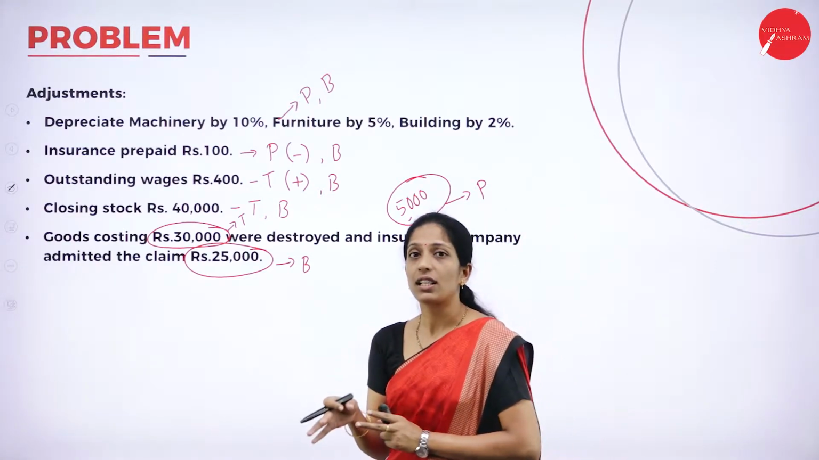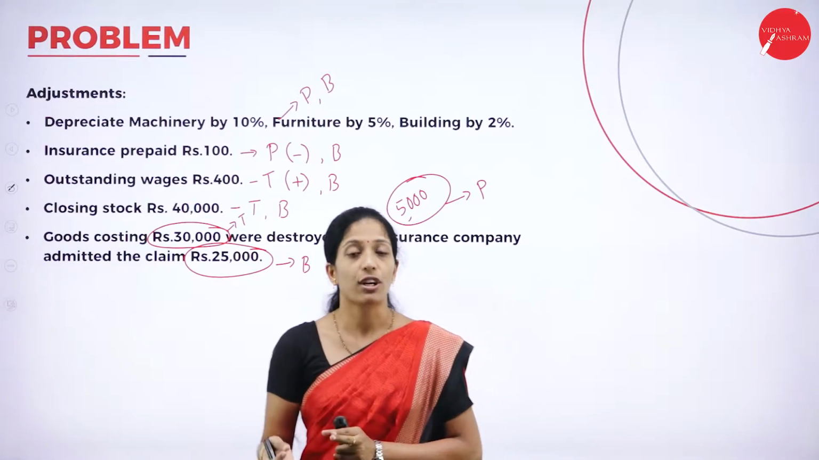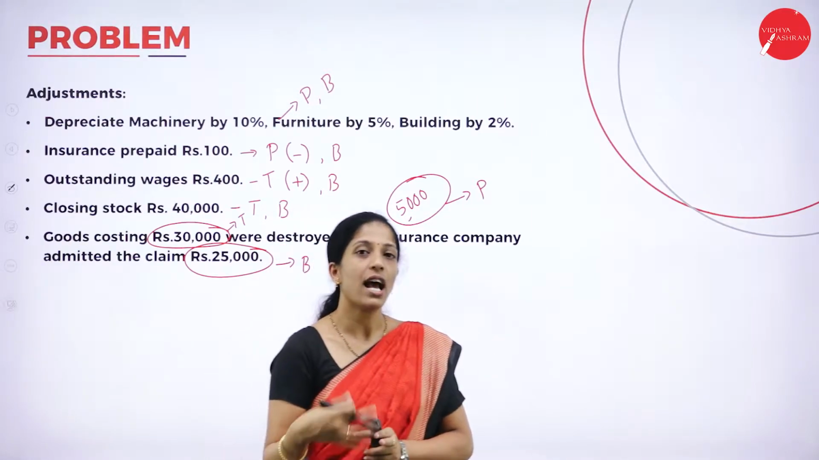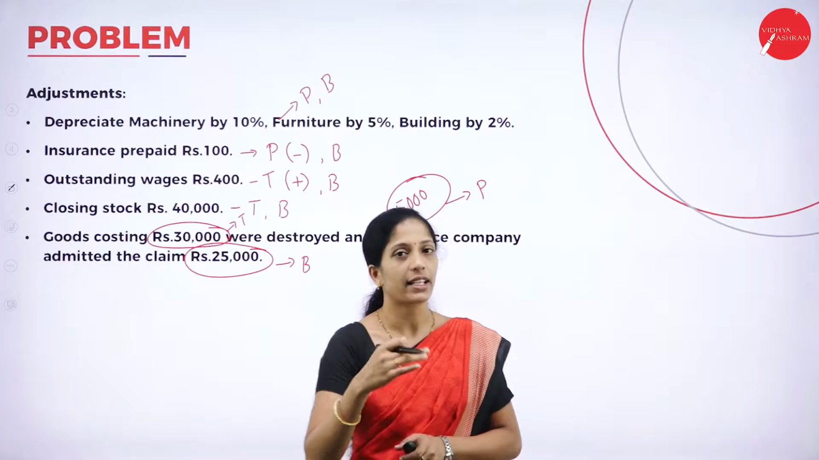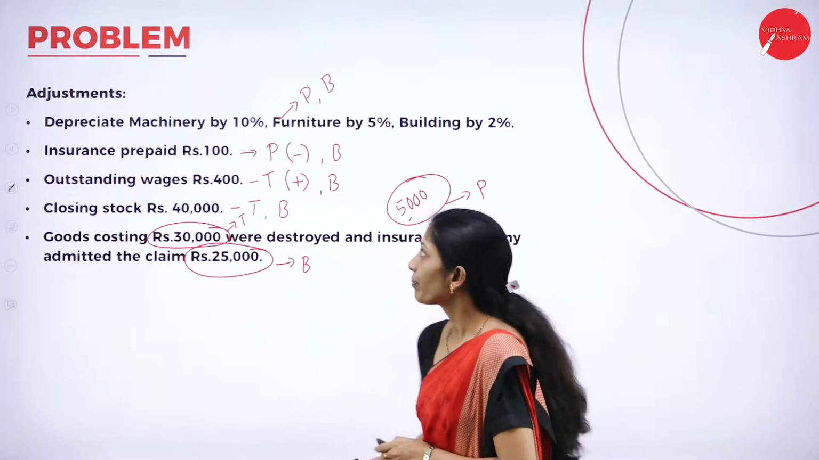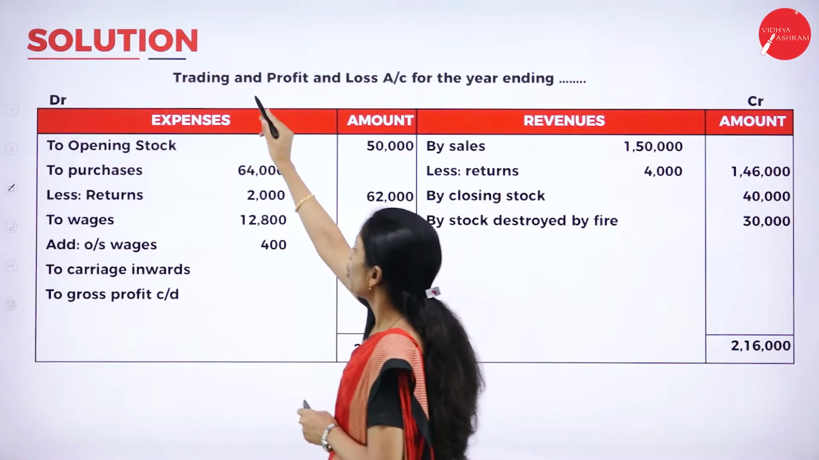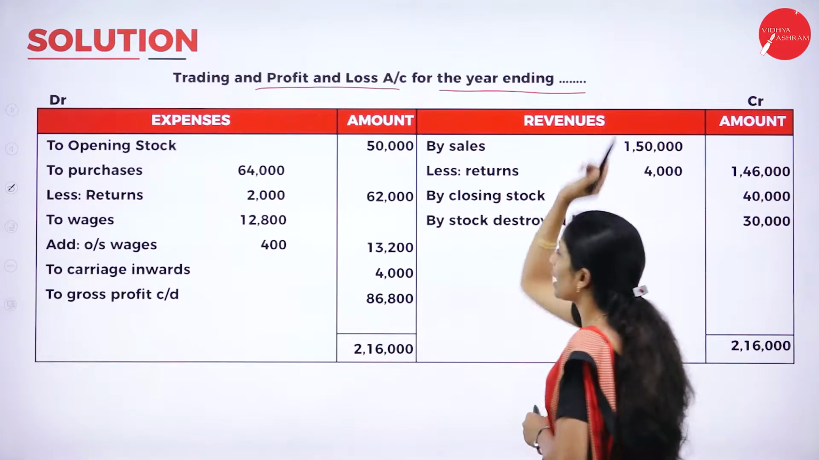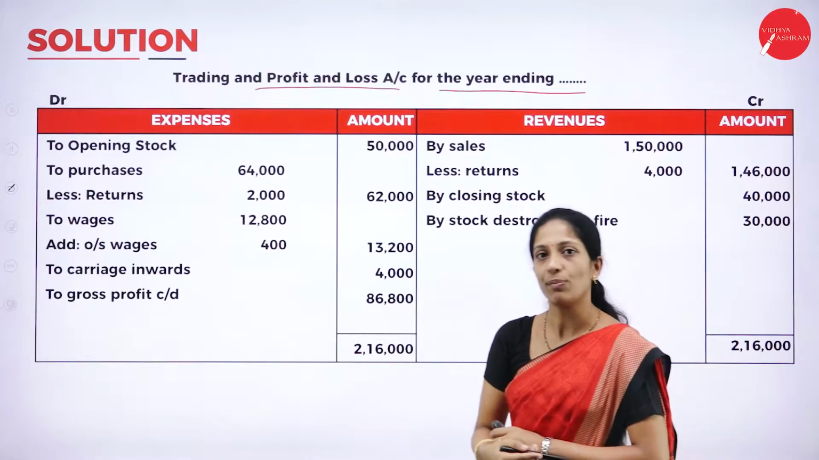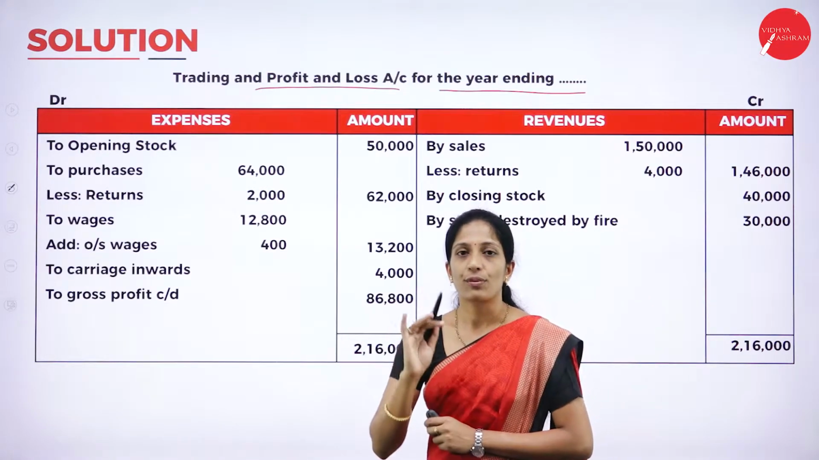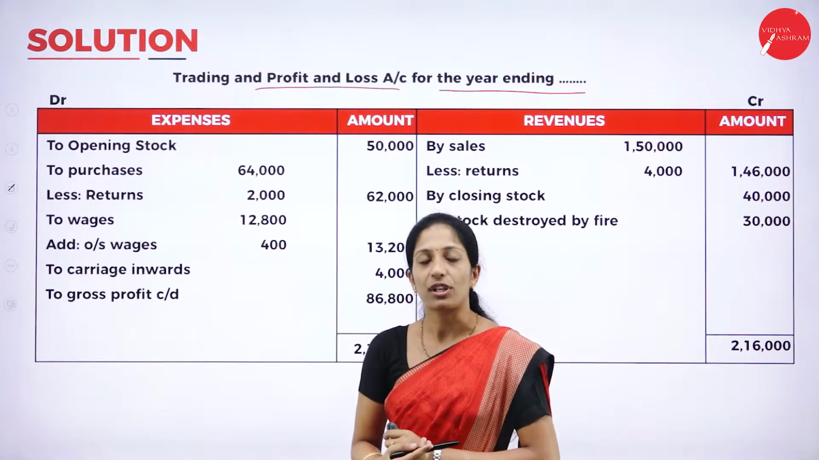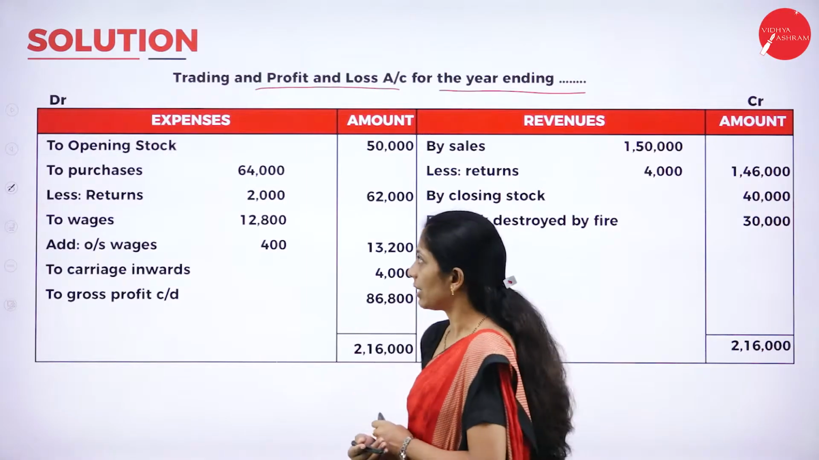Now, you are clear with the whole problem where we have to record the items of the trading account and the adjustment. Now, we shall directly go through the solution. So, first we have to prepare the trading and profit and loss account for the year ending. They have not given the date in this problem, so let it be blank. So, we will record it as trading and profit and loss account for the year ending.